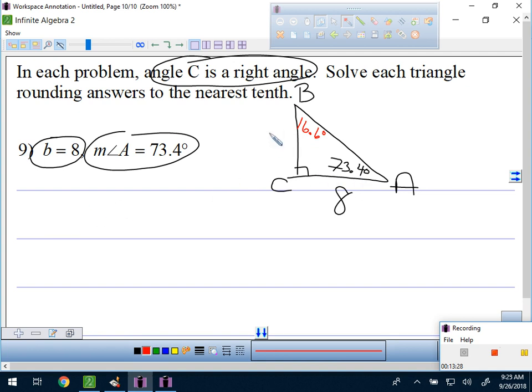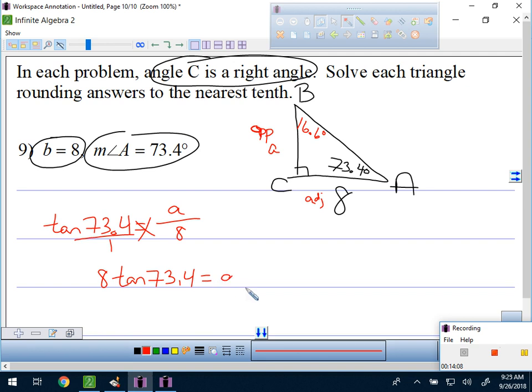So I'm going to say, let's say I want to find side A. This would be opposite. So I would say tangent of 73.4 is opposite, which I don't know what that is, so I'll call that A. So opposite, so A, over adjacent, which this is my adjacent side right here. It's 8. So A over 8. Do what you've been doing. Put this over 1, cross multiply. You get 8 tangent of 73.4 is equal to side A. So I'm going to type that in. 8 tangent of 73.4. That gives me 26.8 for side A.